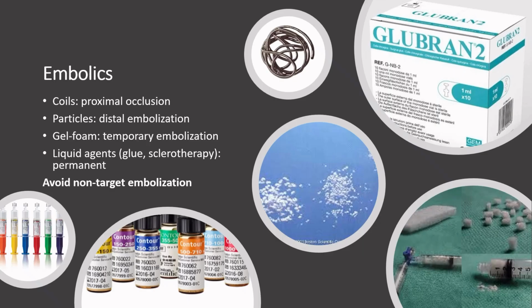We have got different embolics, quickly. We have the coils for proximal occlusion. We've got the particles for distal occlusion or embolization. We've got gel foam used as a temporary embolic agent. We've got the liquid embolics like the glue and the sclerotherapy. And these are permanent embolics.